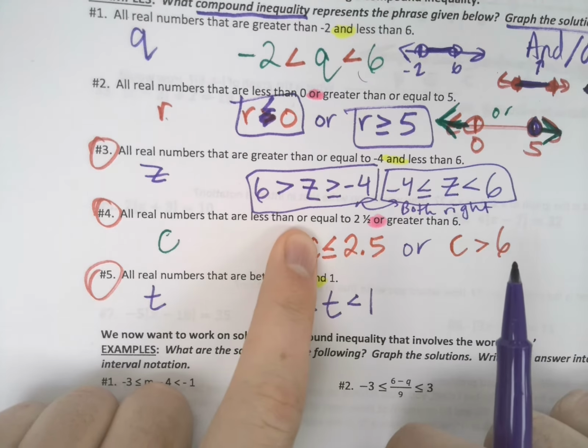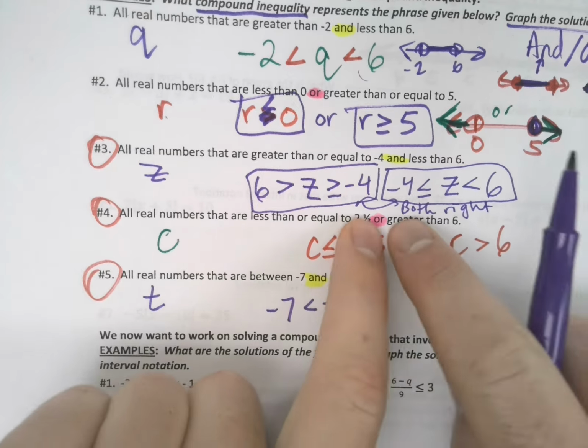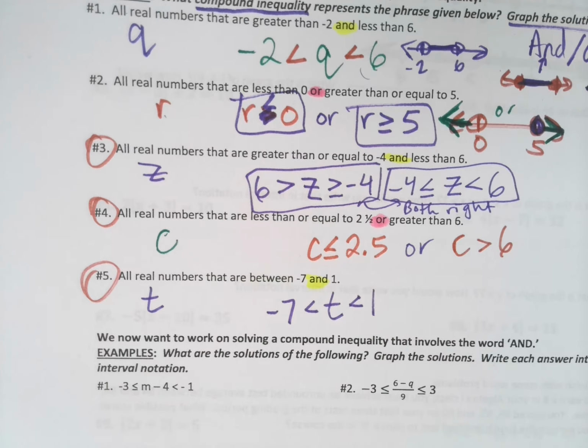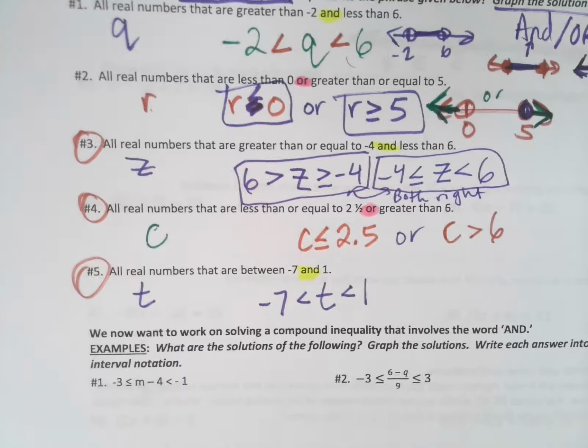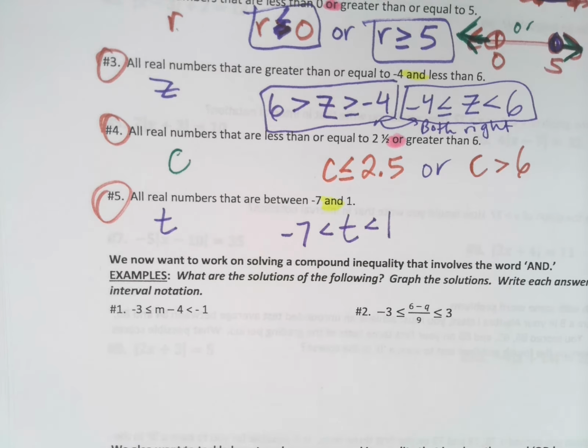All real numbers that are less than or equal to 2/2, or C is greater than 6. And then I went with T for my last variable. No reason in particular. We know all real numbers that are between -7 and 1. So T is going to be greater than -7, and T is going to be less than 1. Hopefully you guys did great on that.